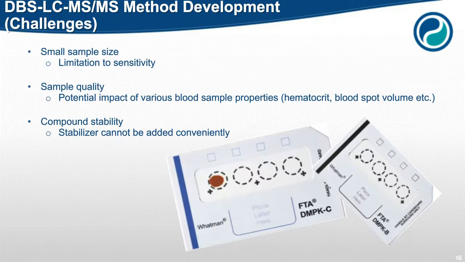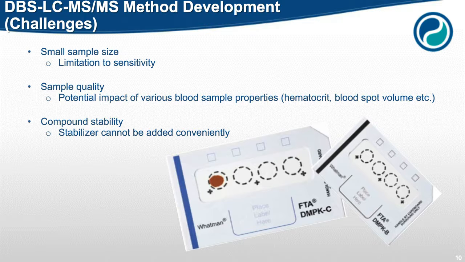So next, I'm going to talk about some of the challenges with DBS when a bioassay is needed. The first challenge would obviously be sensitivity, because only a small sample size can be used during extraction. Usually a 3 mm punch would have a little bit less than 3 microliters of blood, and that's all you can use to develop a method. So that's one of the limitations.